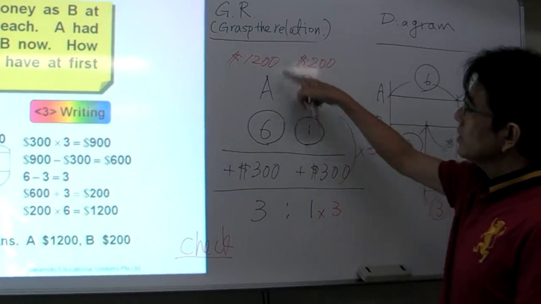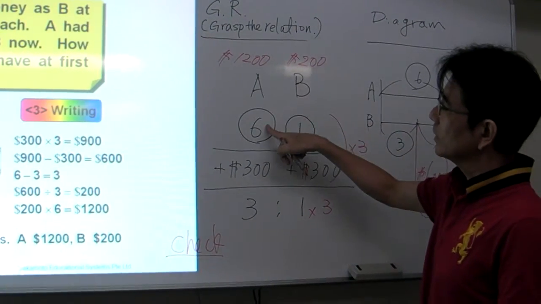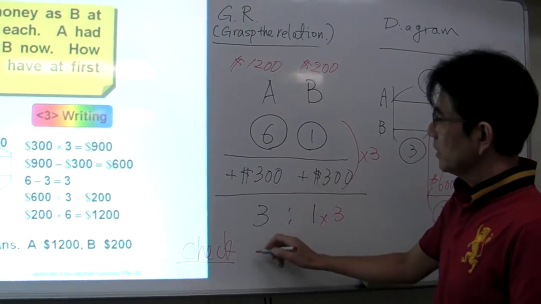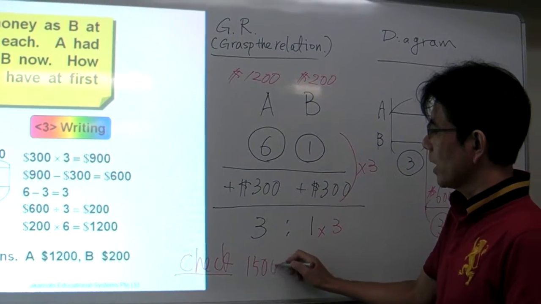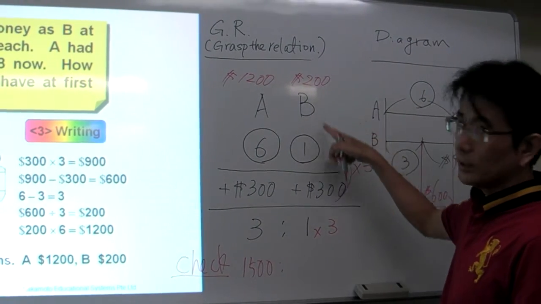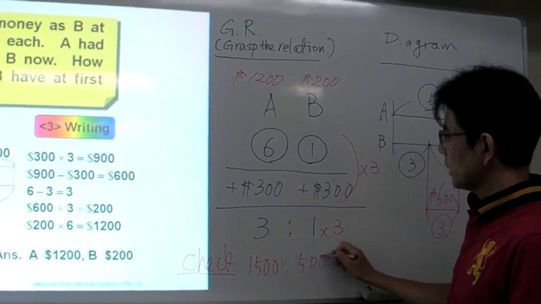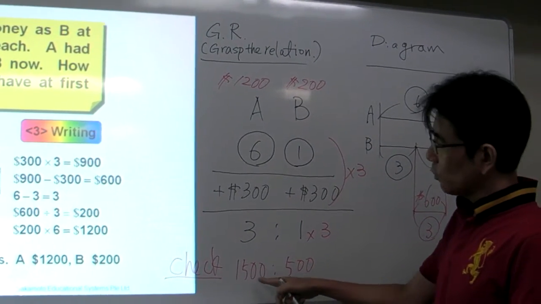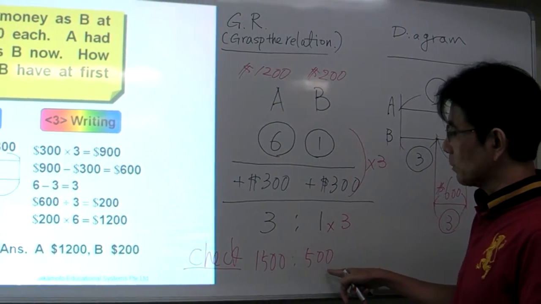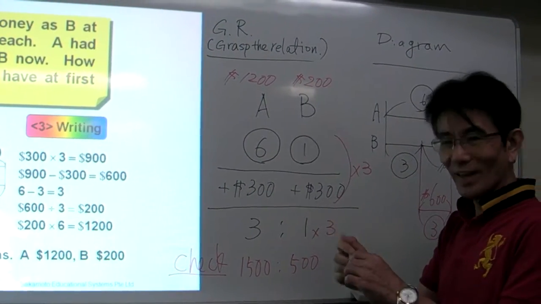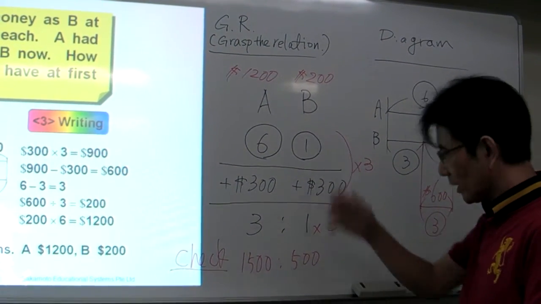Okay? 6 circles. Mr. A had $1,200. He received 300, so he has now 1,500. Whereas Mr. B had 200 at first, received 300. B has now $500 only. Is 1,500 3 times 500? Yes, 3 is to 1. That's why this answer is correct. Right? Okay, the next question.